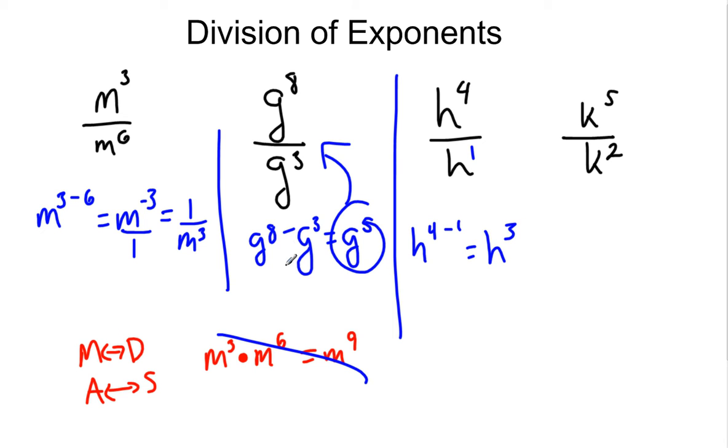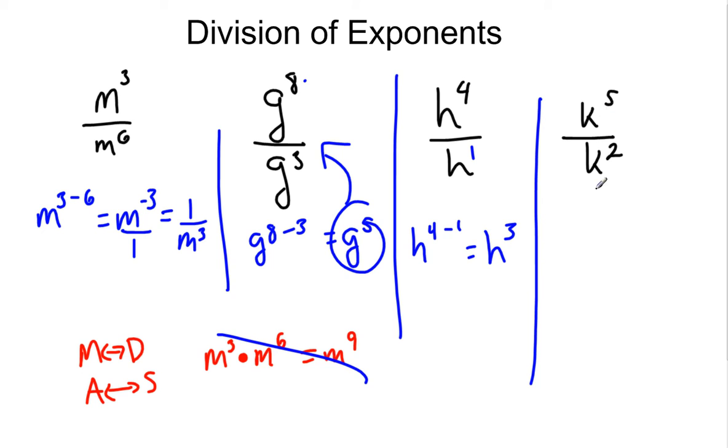And actually, I don't like how I wrote this. I'm going to go back. This should not be a little g in here. This should be like I wrote the other one. It's 8g to the 8 minus 3 power. 8 minus 3. No extra g in there.